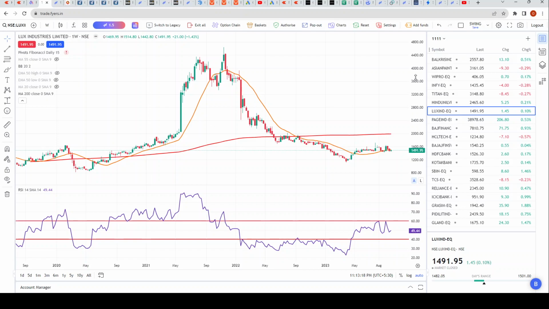I suggest we look at swing trades on a weekly time basis and not on a daily or a 1 or 2 hour time frame. It's better to analyze things on a weekly time frame because it gives you a lot more clarity.